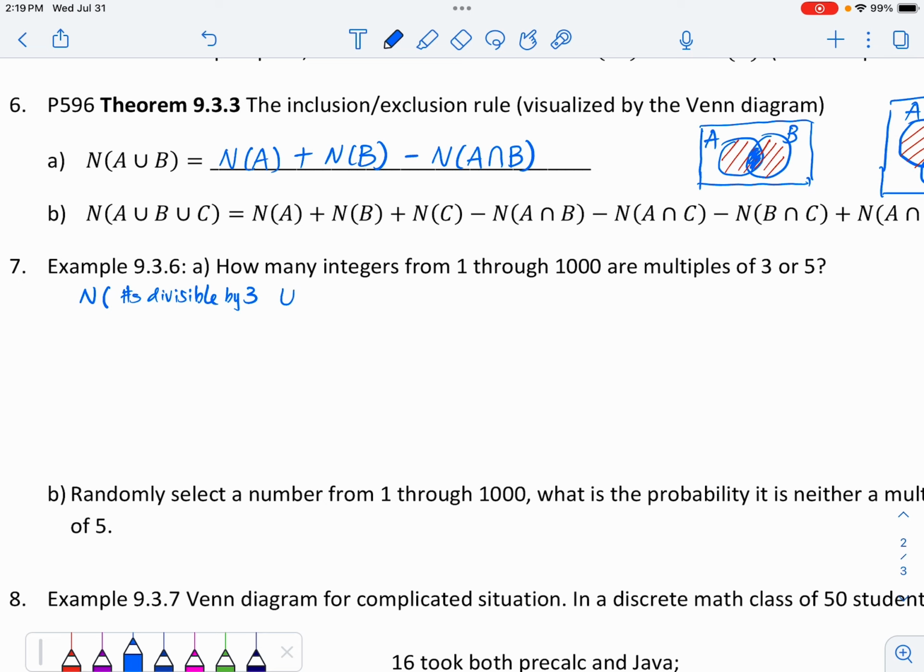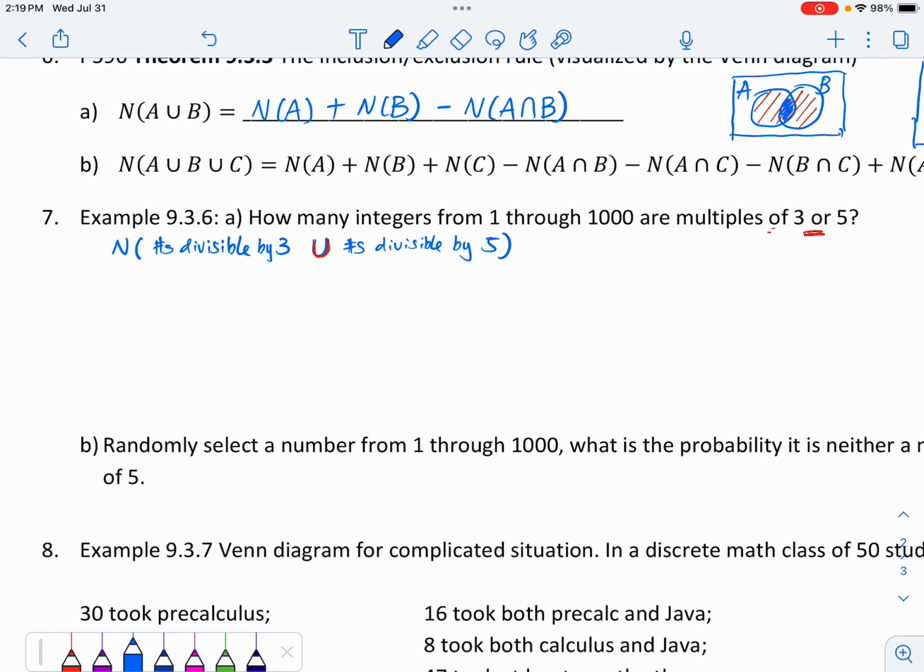Or, that's where the union comes in, the numbers divisible by 5, right? By 5, okay? So the "or" interprets as the union. Well, certainly you can count the numbers from 1 through 1,000 that are divisible by 3 using one of the earlier techniques.